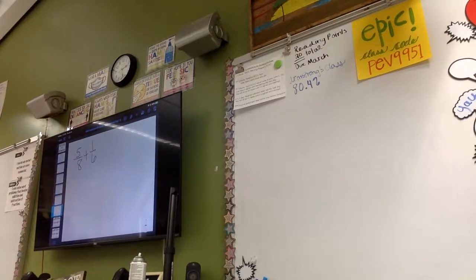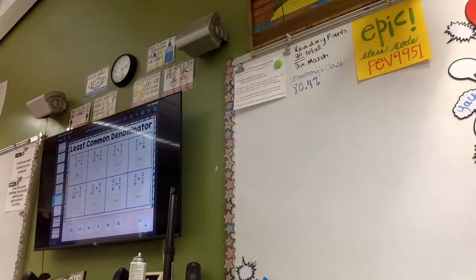1/6. Okay. So now I need to figure out what I'm going to have. So I have multiples of 8, and multiples of 6. So 8, 16, 24, 6, 12, 18, 24. So my answer is what? 24.